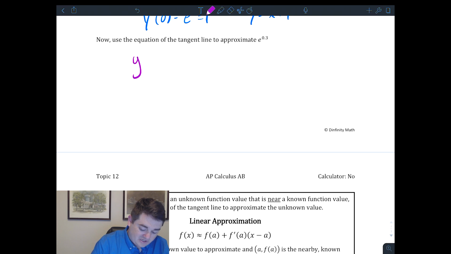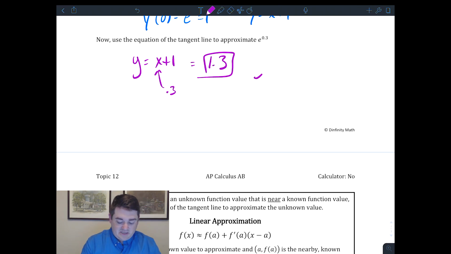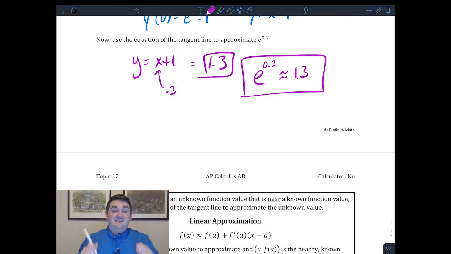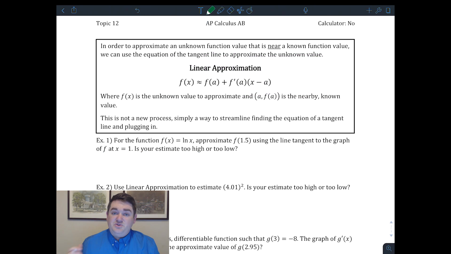But I can do y equals x plus 1, plug 0.3 into that, giving me 1.3. So the idea here is that e to the 0.3 is approximately 1.3. And that is linear approximation. Now, we do have a formula for linear approximation, but I want to stress to you that we just did it and we didn't need any new information. If you can find the equation of a tangent line, you can do linear approximation.